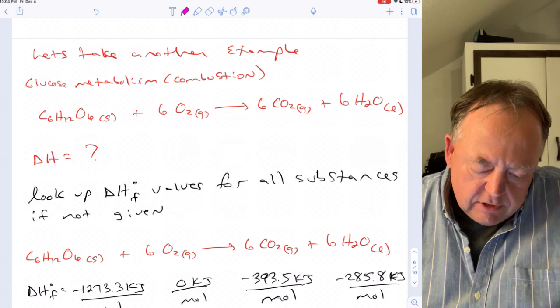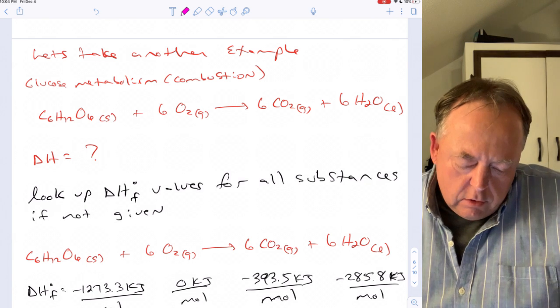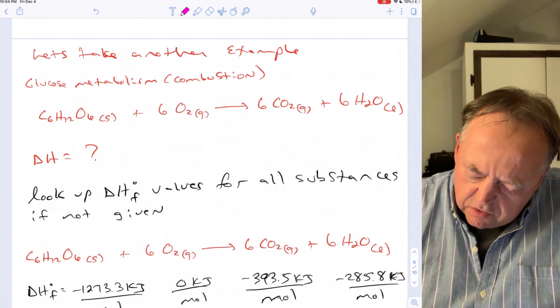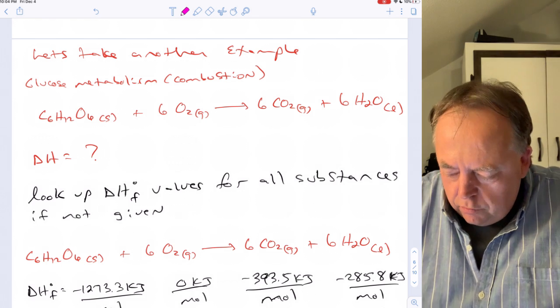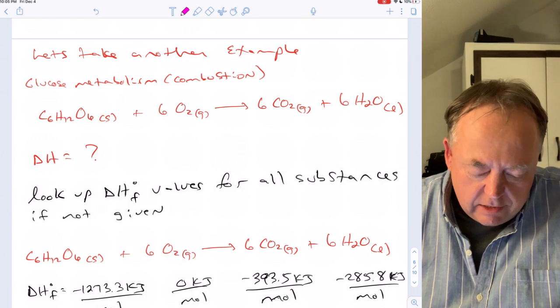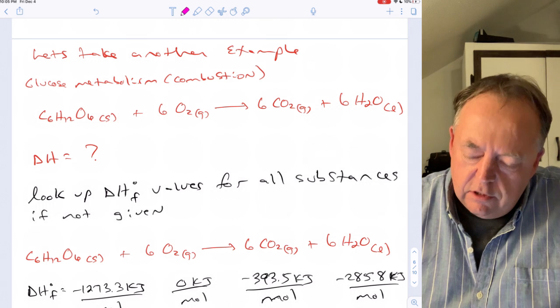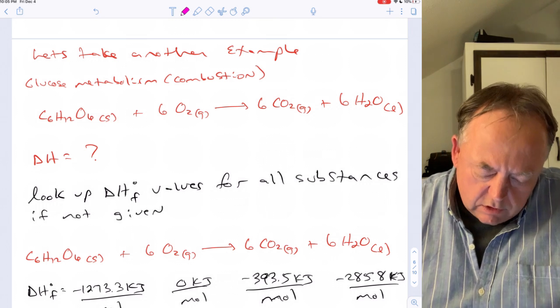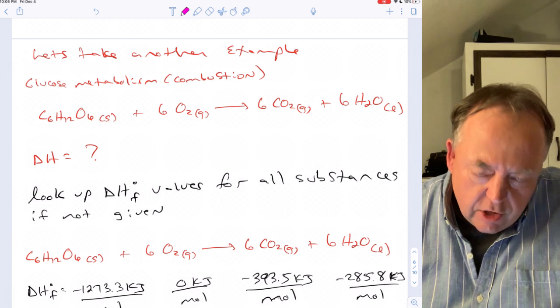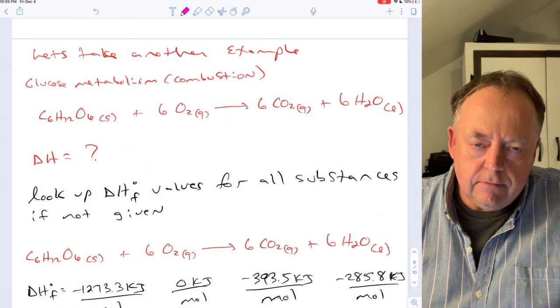Okay, let's take another example. If we take the glucose metabolism, or really, this would be the combustion of glucose. But this is basically the reaction that happens metabolically, right? Glucose and oxygen is converted to CO2 and water through respiration. So what is the enthalpy, what's delta H for this reaction?